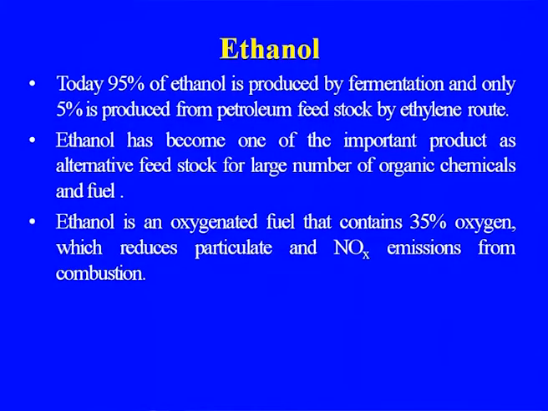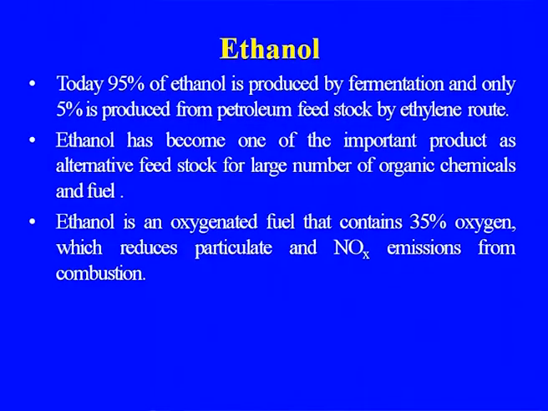Ethanol has become one of the important products as an alternative feedstock for a large number of organic chemicals and fuel. That will be discussed in lecture 2 while discussing ethanol as a biofuel and as a chemical feedstock. Ethanol is an oxygenated fuel that contains 35% oxygen, which reduces particulate and NOx emission from combustion, and that is the reason why a blend of alcohol along with gasoline has been recommended.